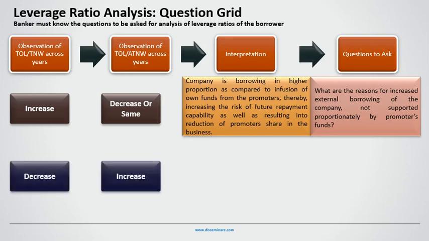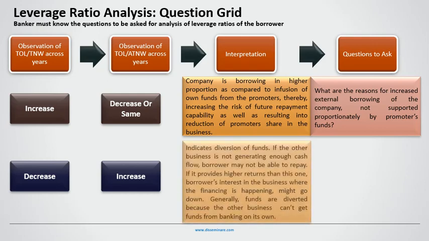In case 2, the TOL by TNW ratio has decreased over the years and TOL by ATNW ratio has increased. The interpretation of this is: this clearly indicates diversion of funds. If the other business is not generating enough cash flow, the borrower may not be able to repay. If it provides higher returns than this one, borrower's interest in the business where the financing is happening might go down. Generally, funds are diverted because the other business cannot get funds from banking on its own.